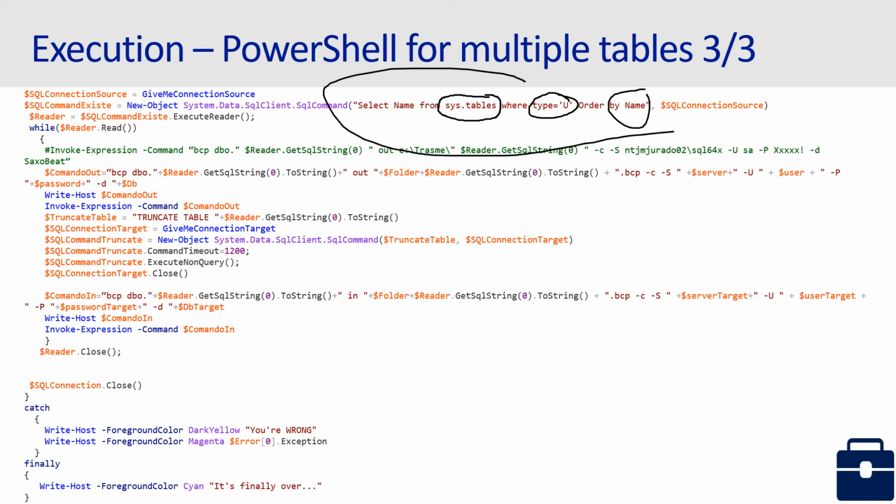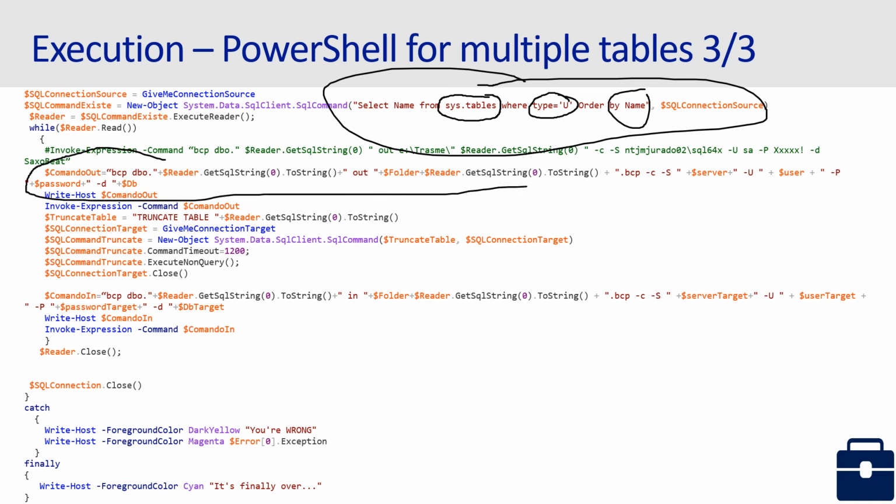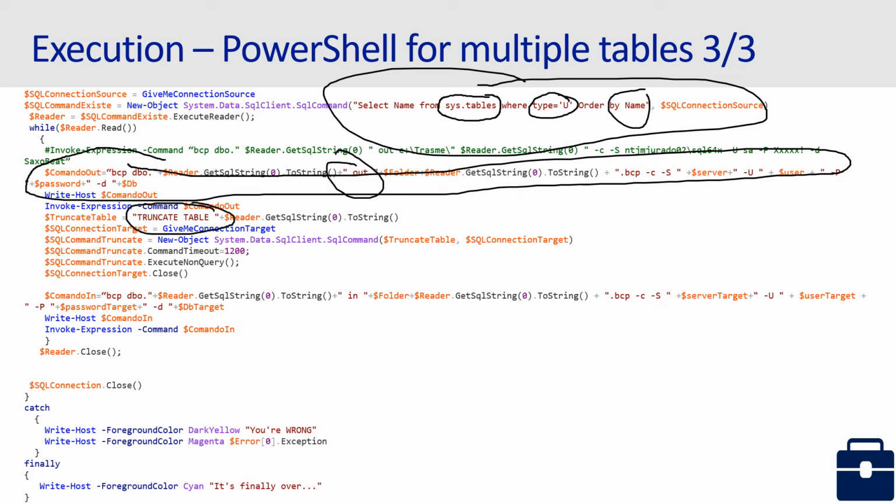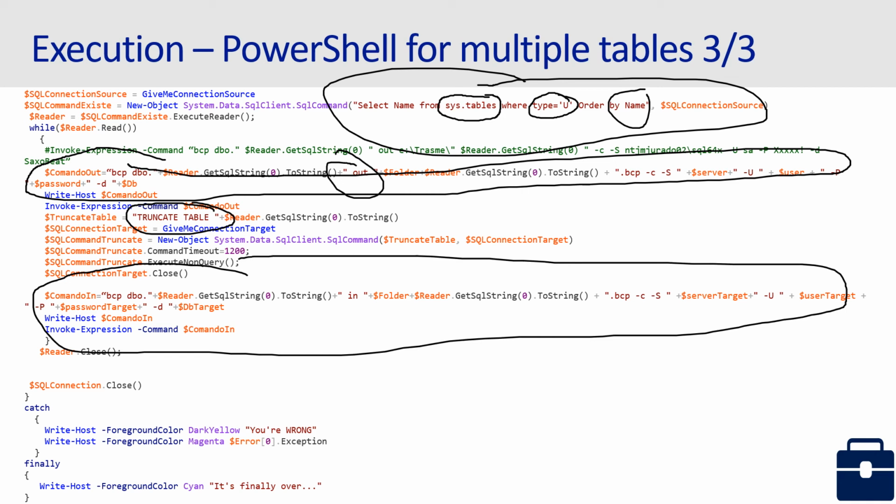But you could modify this command and select just, for example, tables that start with E, A, or C, or specify just two or three tables. In this process, we first export the data using the out modifier. After that we connect to the target, run TRUNCATE TABLE, and run the process with the in modifier. You could skip the truncate if you want to keep the existing data and just add more data in the BCP process.